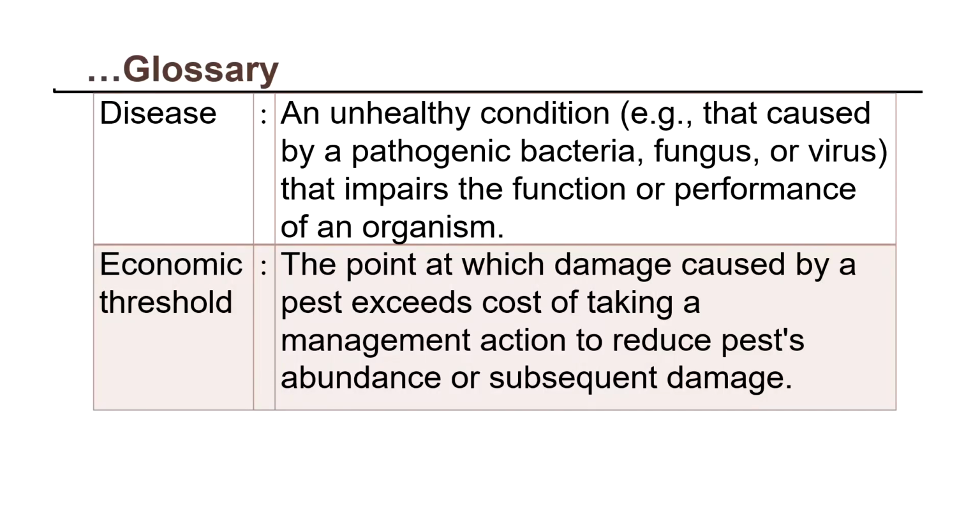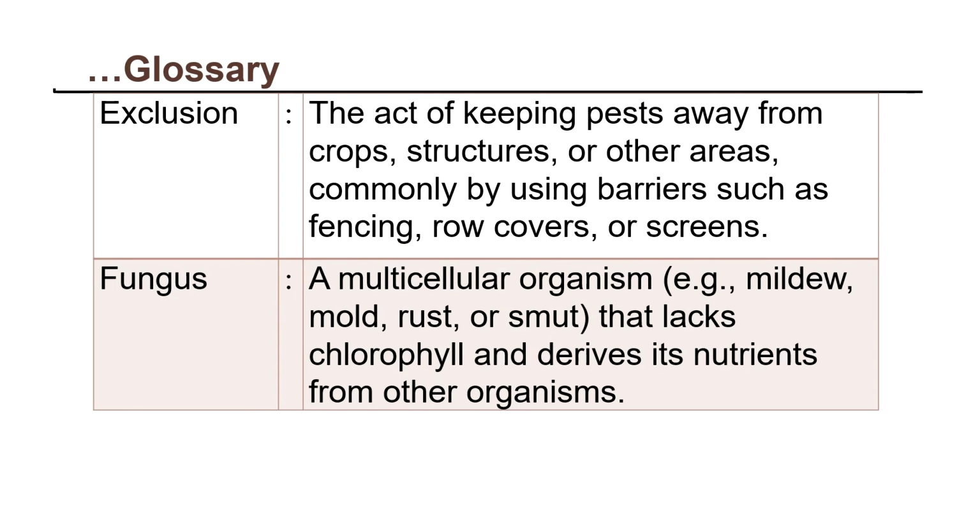Economic threshold, the point at which damage caused by a pest exceeds the cost of taking management action to reduce pest abundance or subsequent damage. Means if the level of pest has crossed the economic threshold, then there is a need to apply insecticide, chemicals or other measures to control this particular problem. Exclusion. Exclusion is the act of keeping pests away from crops, structures or other areas, commonly by using barriers such as fencing, row covers or screens, etc.